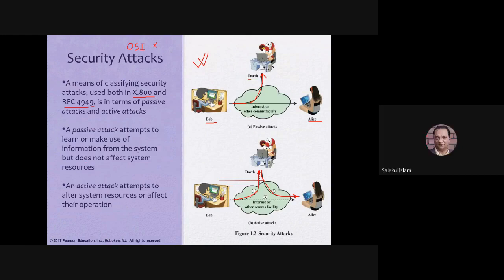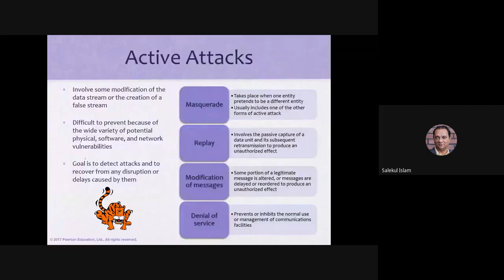So now we want to look at the active attack. The main difference is that in case of an active attack, there will be an attempt to alter the system resources. Alter means modify, delete, change, whatever it is. So the presence of the attacker will be visible. The presence of a passive attacker is very difficult to detect, like whether there is an attacker or not. But in case of an active attack, the presence is visible.